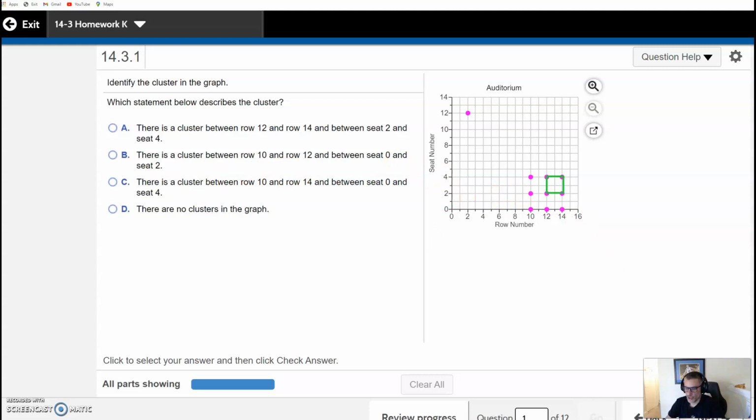Right. So in our case, there's a cluster between 10 and 14 and seats 0 and 4. So there's our cluster.